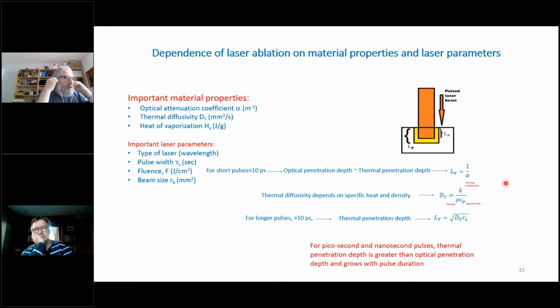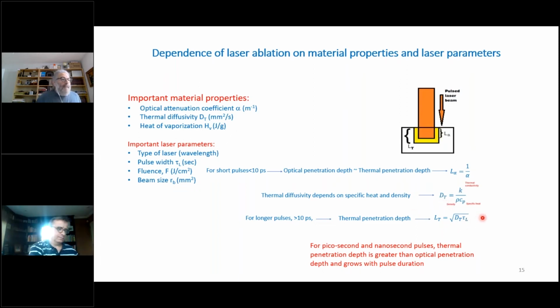L alpha is just 1 over the absorption coefficient, but L tau is the square root of the thermal diffusivity multiplied by the pulse width. So you can see there is a dependence on pulse width. The larger the pulse width, the larger the thermal penetration depth.